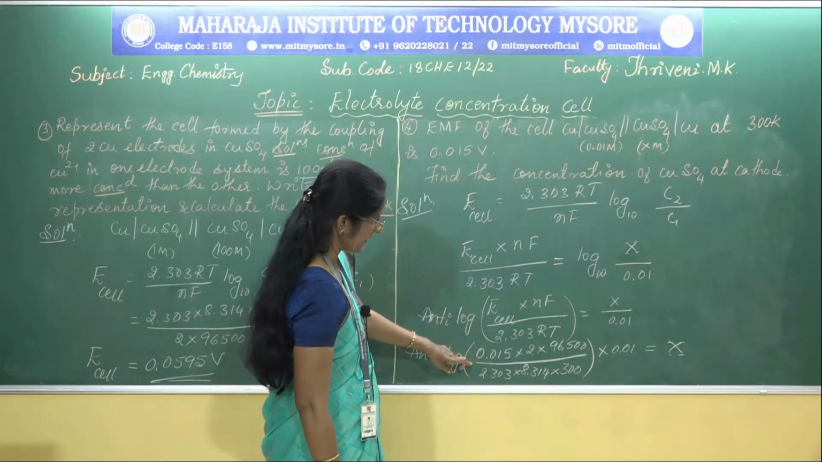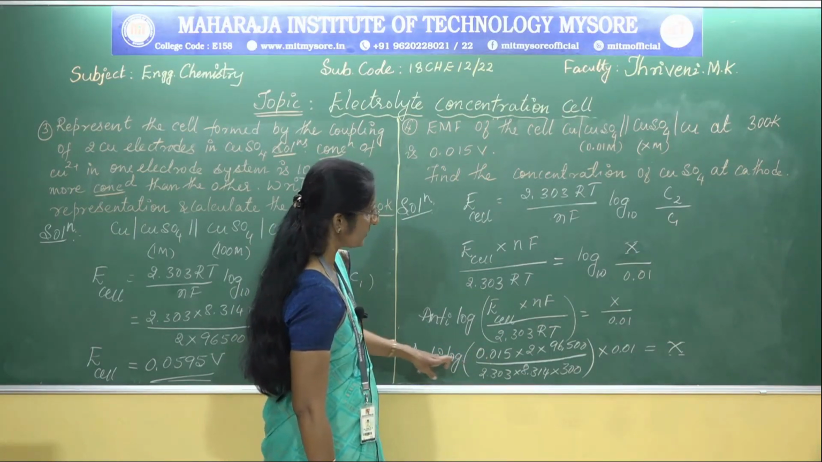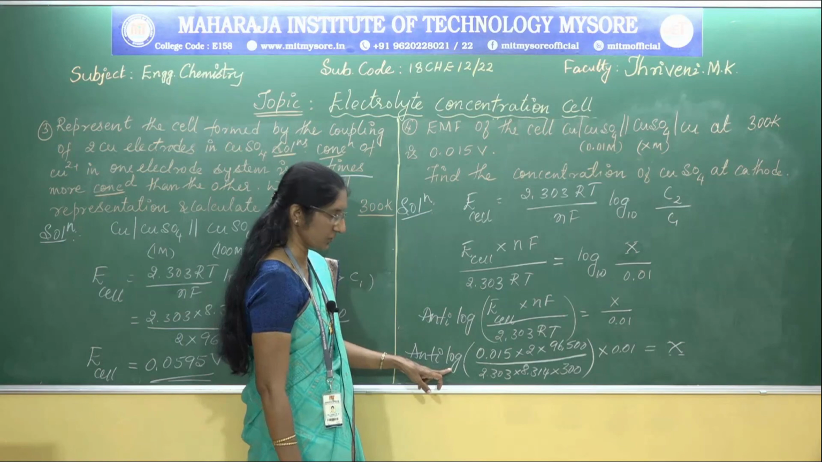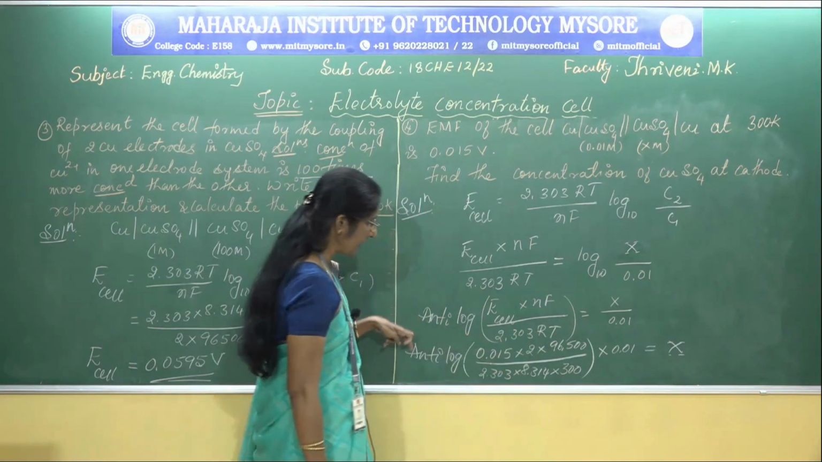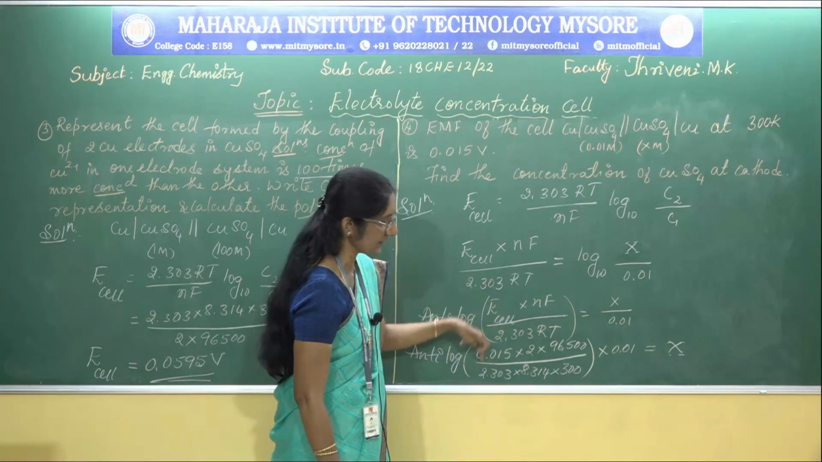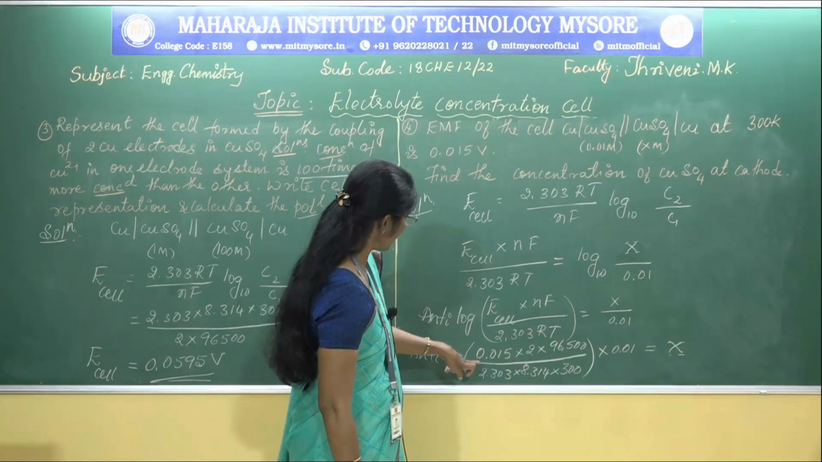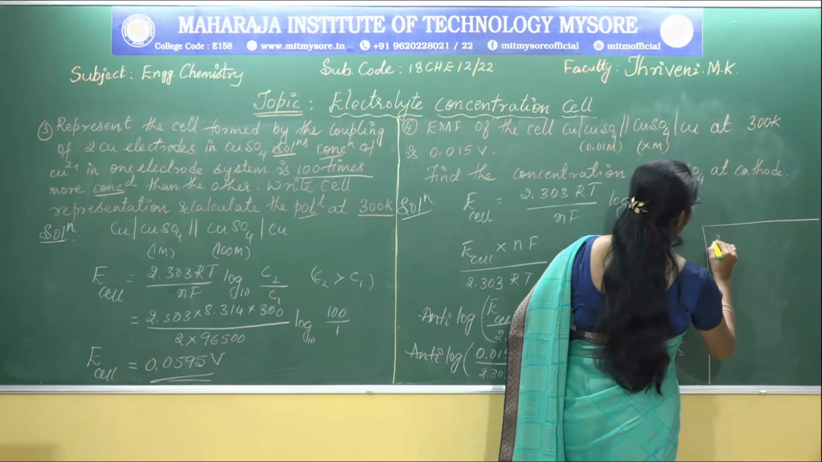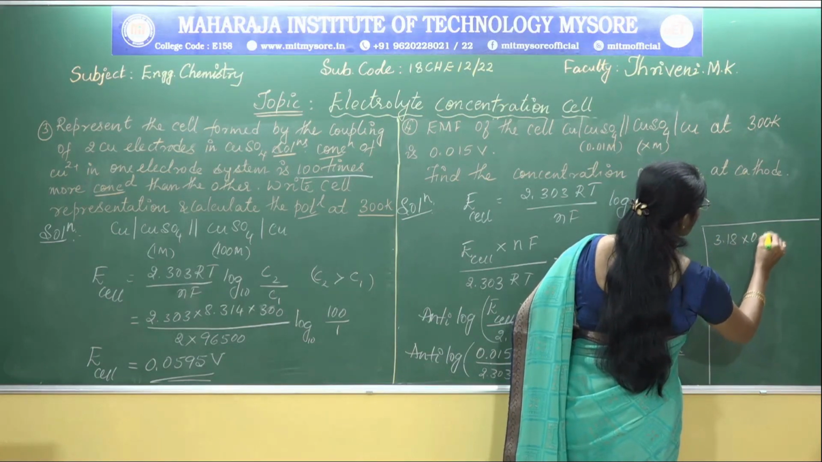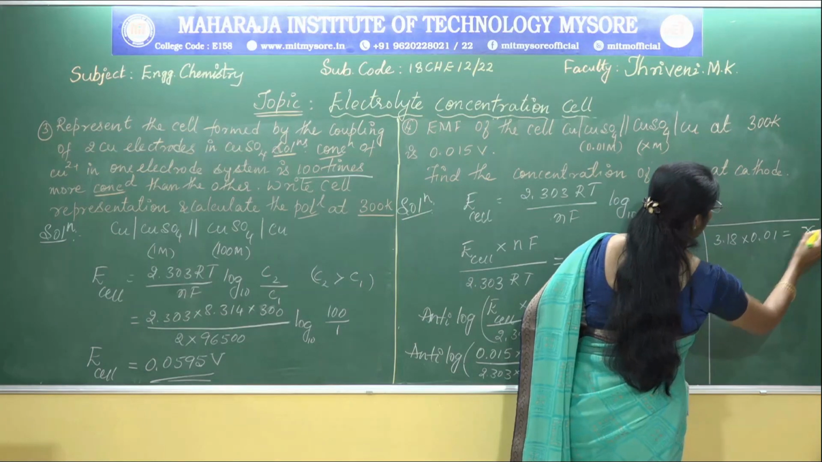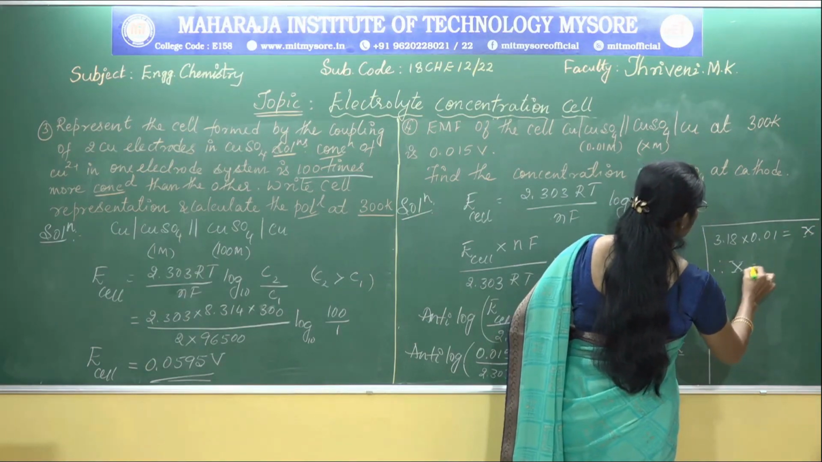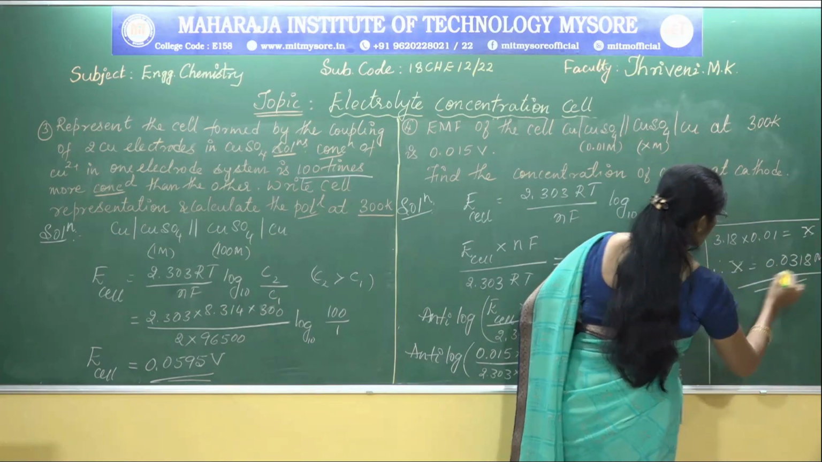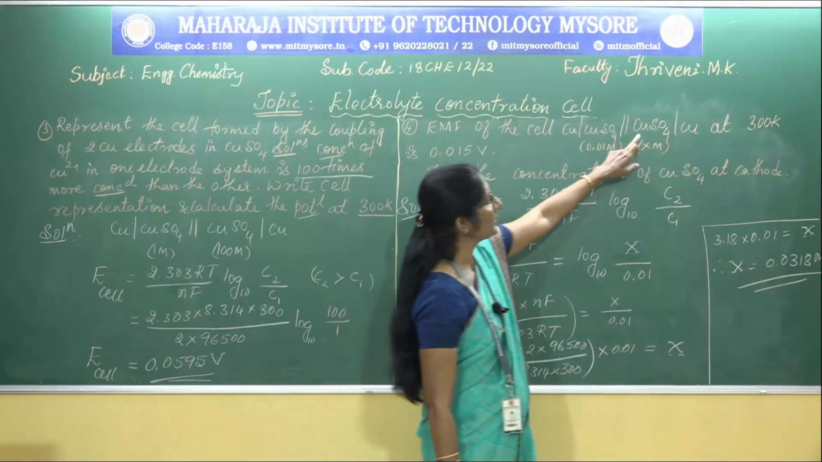Next, simplify this and find out the anti-log for this. How to find the anti-log in the calculator? First, press the shift button, then press log, then enter this value. Then you will get the anti-log value for this. Is it clear? So find out the anti-log for this. We get 3.18 into 0.01 is equal to X. So therefore X is equal to 0.0318 molar. So this is the concentration of copper sulphate at cathode compartment.